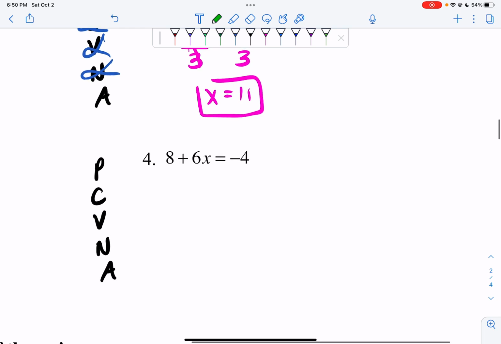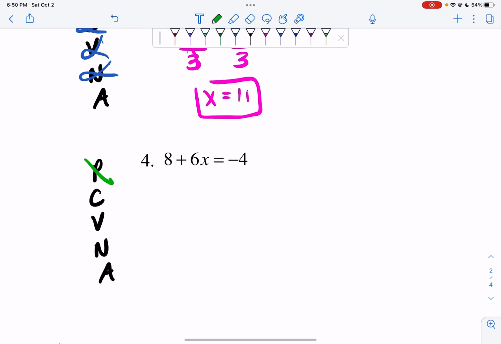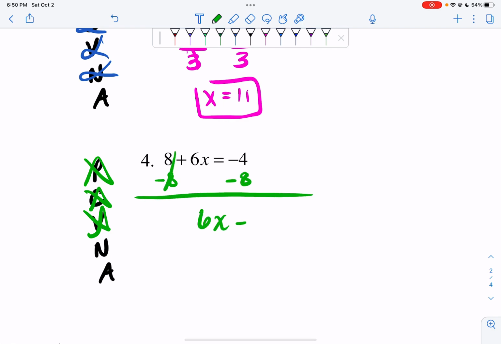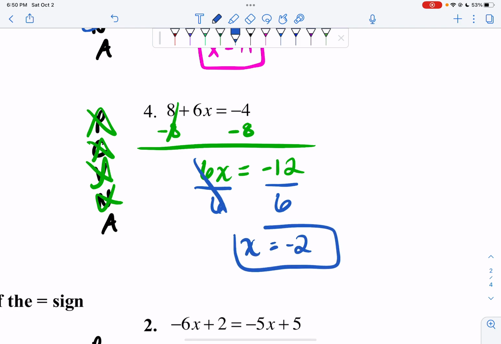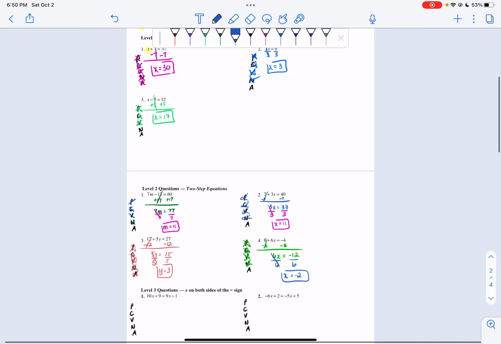Number 4, I have 8 plus 6x equals negative 4. I have no parentheses. Can't combine 8 and 6x. Can't combine negative 4 with anything. My variables are on the left, so that's good. My numbers aren't, though. I need to get rid of this 8. So how do I get rid of a plus 8? I subtract 8 from both sides of my equation. So I get 6x equals negative 4 minus 8, which is negative 12. And then I have to ask myself, how do I get rid of that 6? I get rid of it by dividing. So I'm going to divide both sides of my equation by 6. And I get x to be equal to negative 2. It's all right to get a negative number as your final answer.